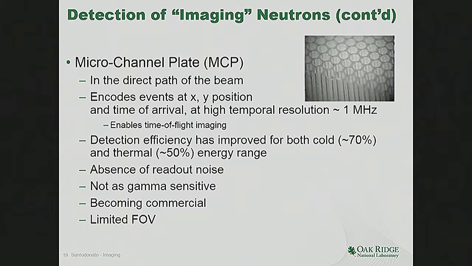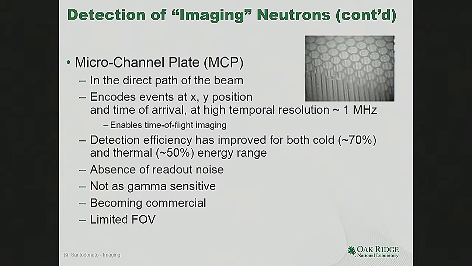So you've got an electronic chip that gets an image based on the electrons that are ejected. And this one can acquire images very rapidly. The events are encoded at an XY position and time of arrival to high precision. It has a high efficiency and very little readout noise.